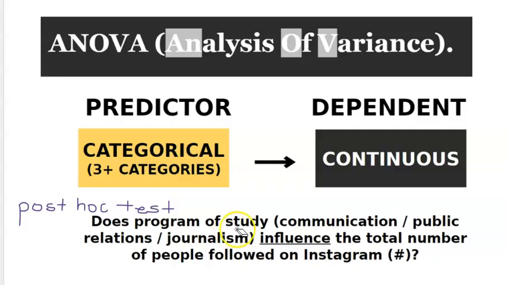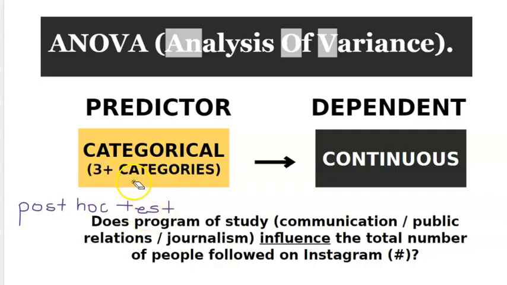For example: does the program of study, communication, public relations, or journalism, influence the total number of people who follow on Instagram? This total number becomes a continuous variable. The independent variable is what kind of study you do: communication, public relations, or journalism. But if you have only communication and public relations, with no journalism, that becomes only two categories. So you can proceed with the t-test, the independent t-test.